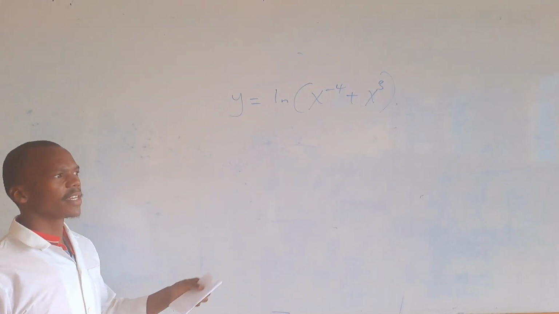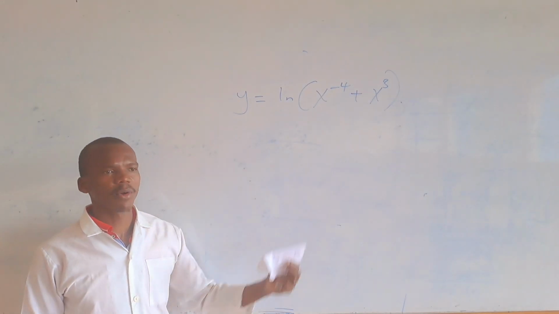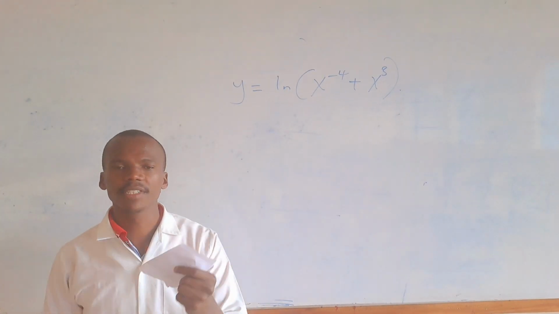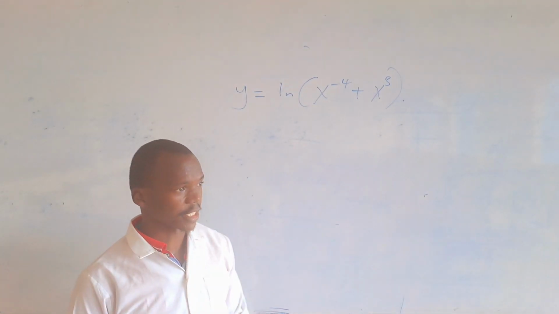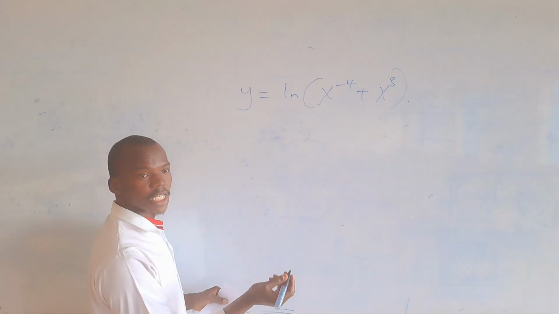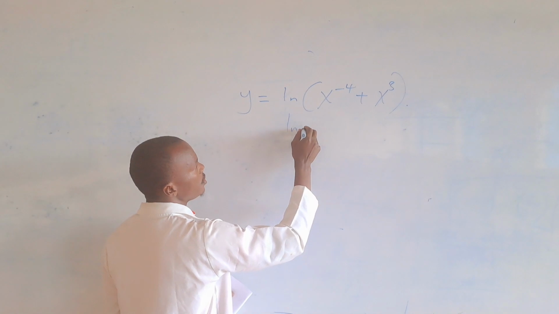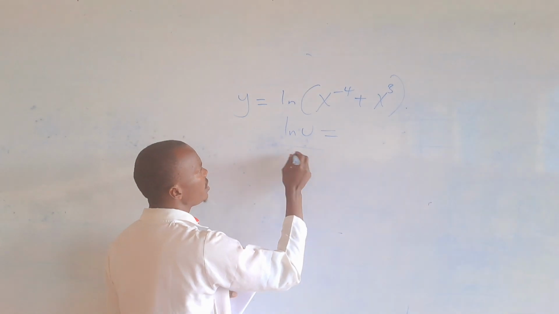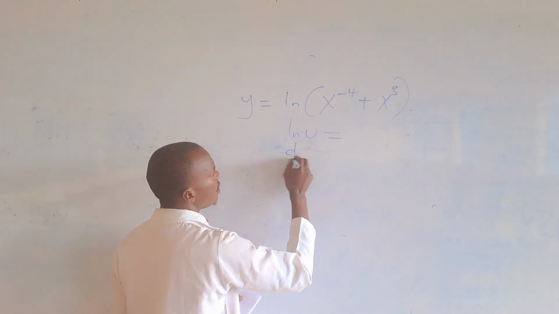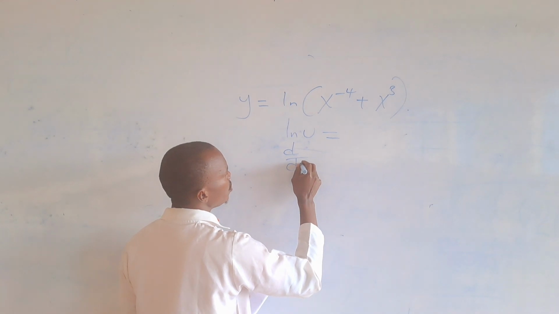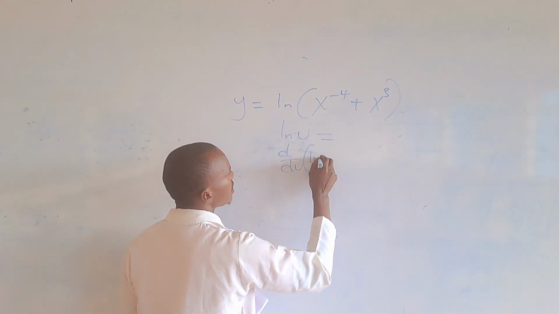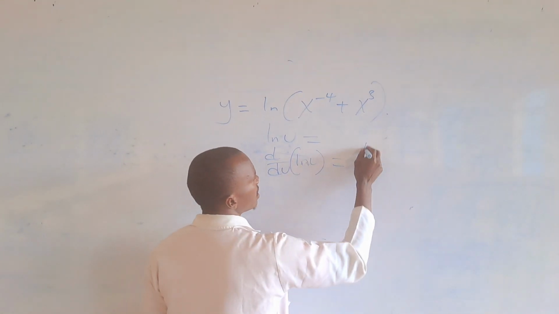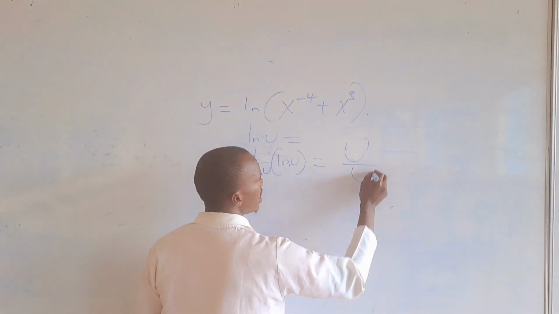We can use different methods in solving this, but I am going to demystify the one which is very simple for you to understand and saves time when you have got a test. So, note this one. To differentiate ln u, d over dx of ln u is the same as u prime over u.